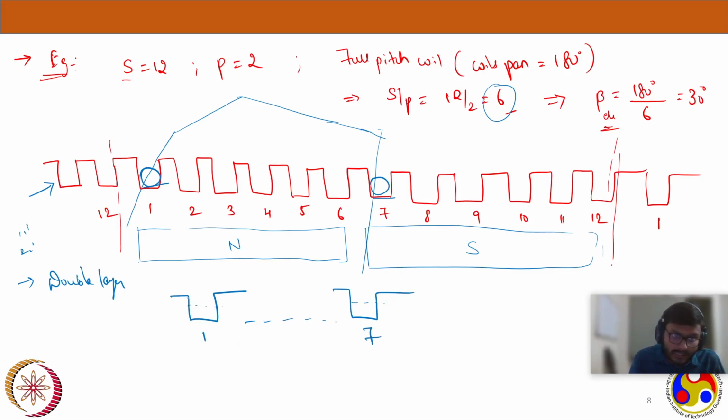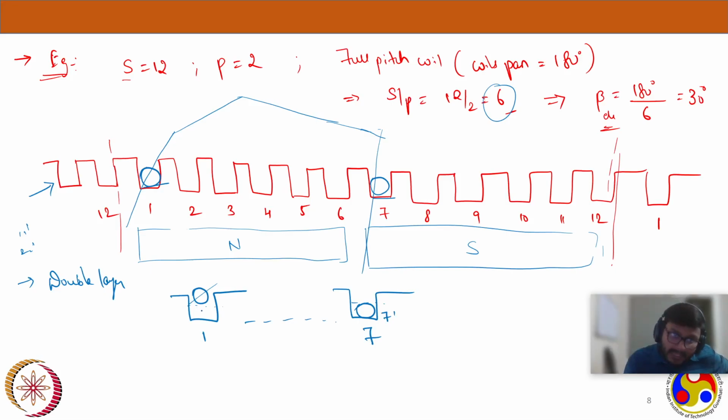Now, let's say top coil. This is the going path. This is my coil side 1. I have placed 1 here. My return path I will place at the bottom side. This is 7 dash, I will say. So 1 7 dash is my coil 1.